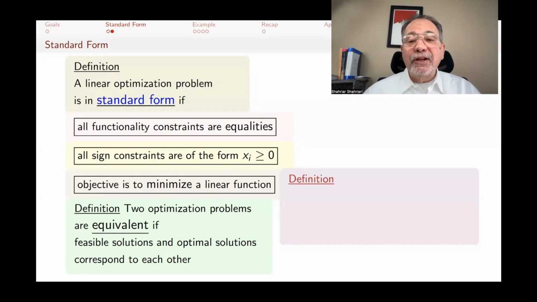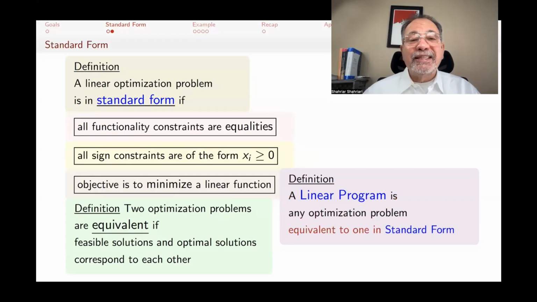And we will have a definition now for what a linear program is. I've been using the word linear program, but I've not really been defining it. A linear program is any optimization problem that's equivalent to one in standard form. If you can translate your linear optimization problem into one in standard form, then that's called a linear program. Therefore, if you know how to solve linear programs in standard form, we will be able to solve all these other linear optimization problems that are equivalent to them.